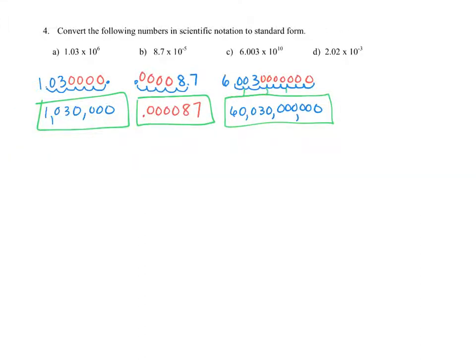The number 2.02 times 10 to the negative 3 power can be written in standard form by beginning with 2.02 and moving that decimal place to the left 1, 2, 3 places, filling in the blanks with zeros to get the number 0.00202.